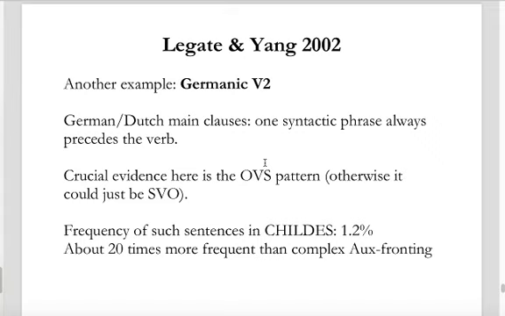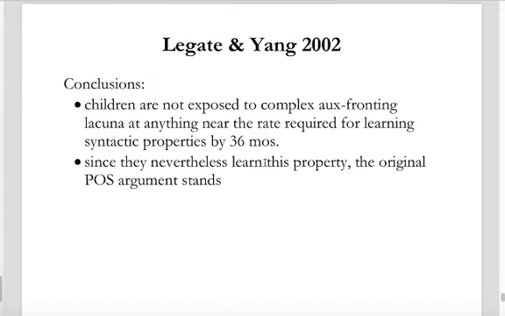So again, what are we showing here? Well, we have a bunch of things that we know children learn around 3 or 3.5 years, just like auxiliary fronting, and the kinds of crucial evidence they get for those things tend to be orders of magnitude more common than the kinds of data they get that bear on auxiliary fronting. This is what we're showing here.